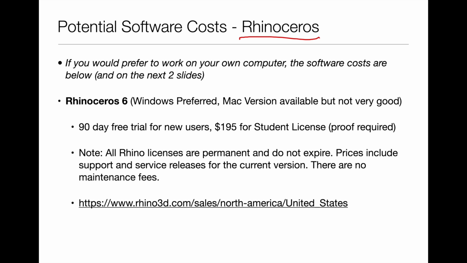Rhino 6, they make a Windows version and they make a Mac version. The Windows version is significantly better than the Mac version. I just have to be honest. I would highly recommend you use the Windows version. If you have a Mac, that's okay. You can choose to run Parallels, you can choose to run Boot Camp and access the Windows version of it. You can try to use the Mac version, though I don't find it as successful. And of course, you can use the virtual machines and get through it that way.